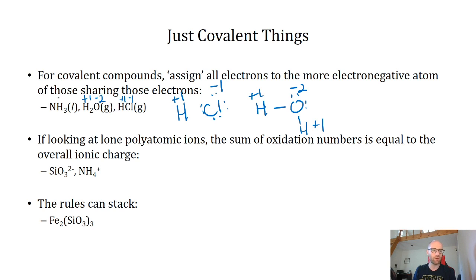And then for ammonia, the hydrogen ends up being the +1, and the nitrogen actually ends up being a -3. Typically, we will put the positive oxidation number first in a compound. That's the same as listing them in electronegativity order, actually, based on this.